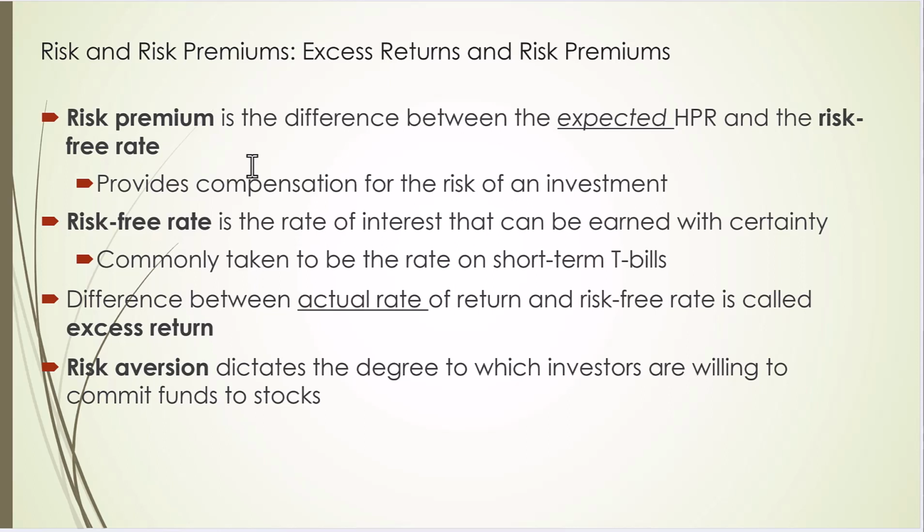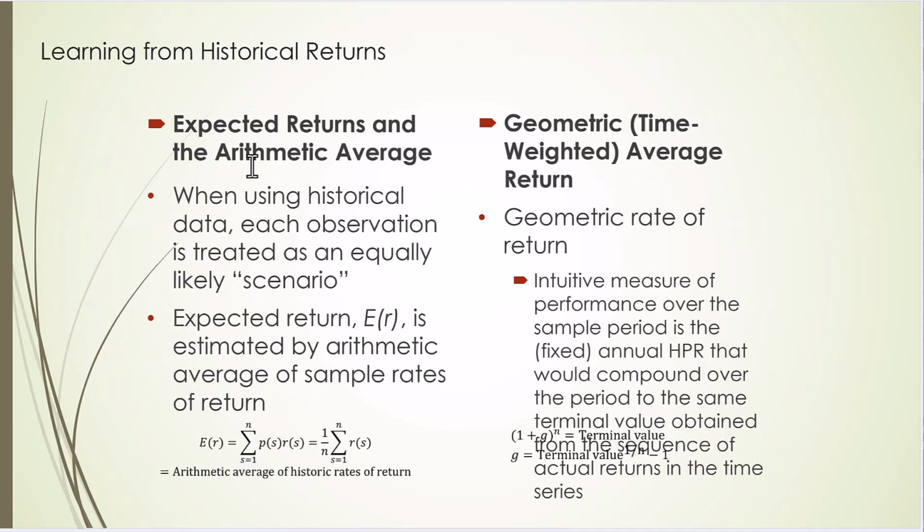Now, another concept that we'll be talking about throughout many of these videos is our tolerance to risk. Risk aversion talks about the degree to which investors are willing to commit their money to stocks or to risky assets. Risk aversion has a range of possibilities. The lower the number, the less averse, the less people tend to care about the riskiness of an asset. The higher the number, the more sensitive we are to risk itself.